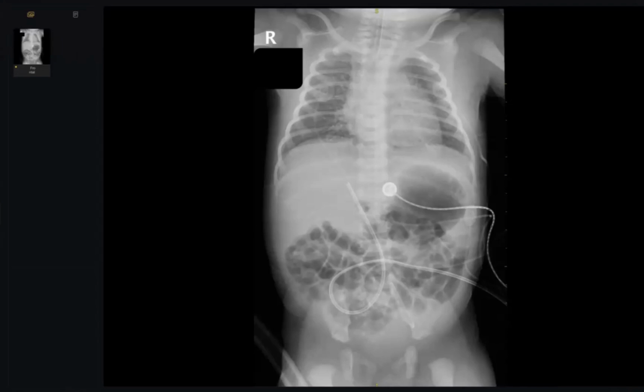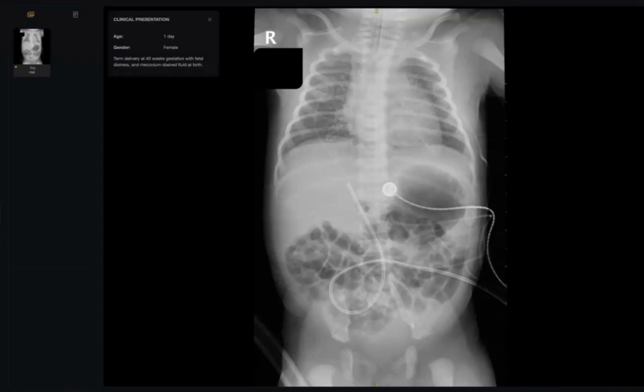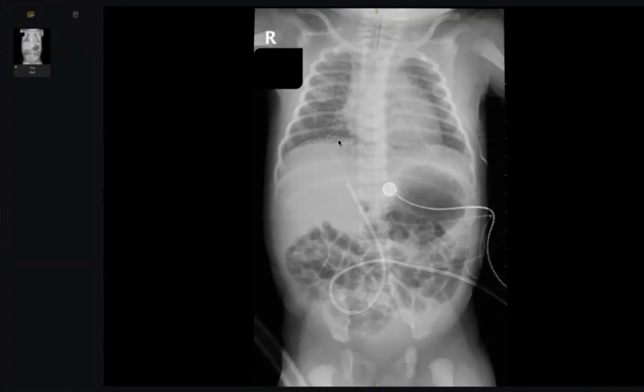This patient is a one-day-old female, term delivery at 40 weeks with fetal distress. I am presented with an X-ray of the chest and abdomen of a baby, frontal projection. Here I can see the ET tube in situ. Are you sure? Yes, it is.